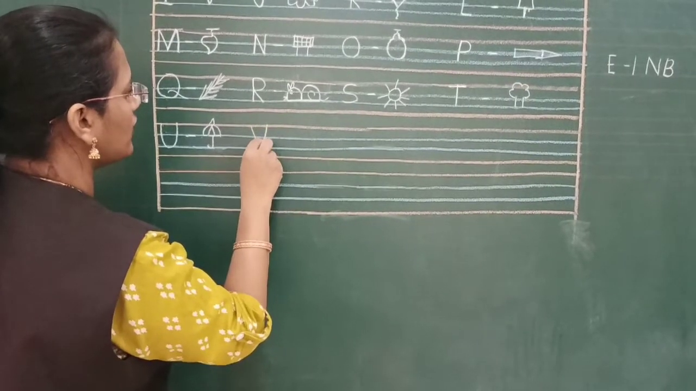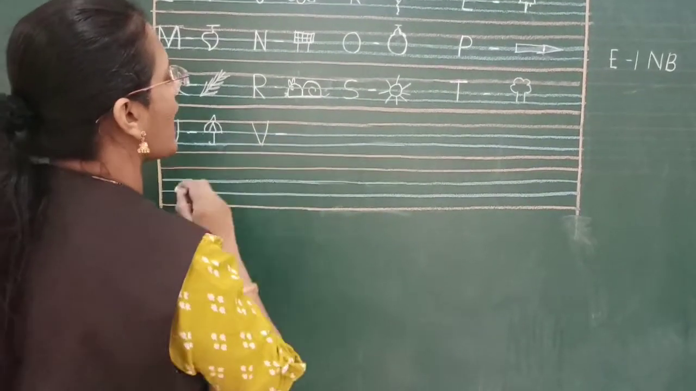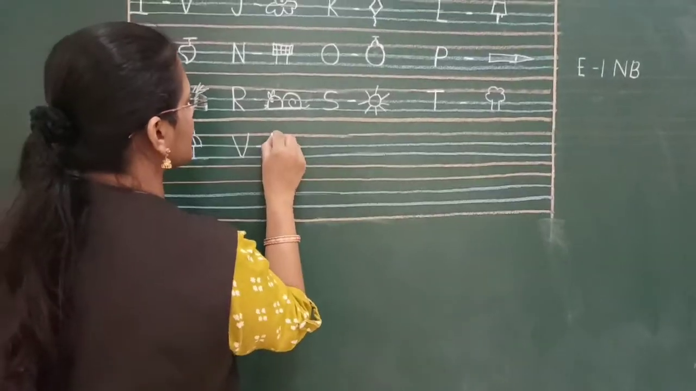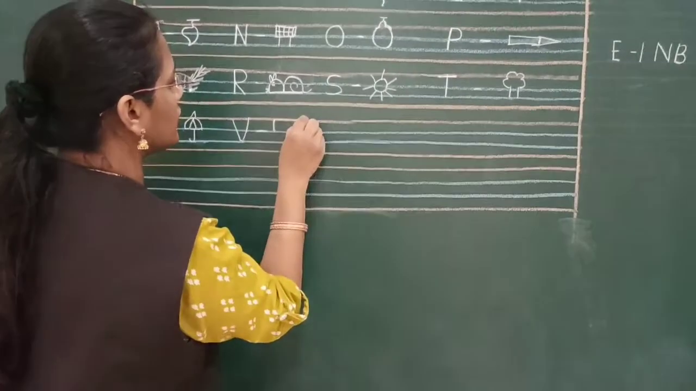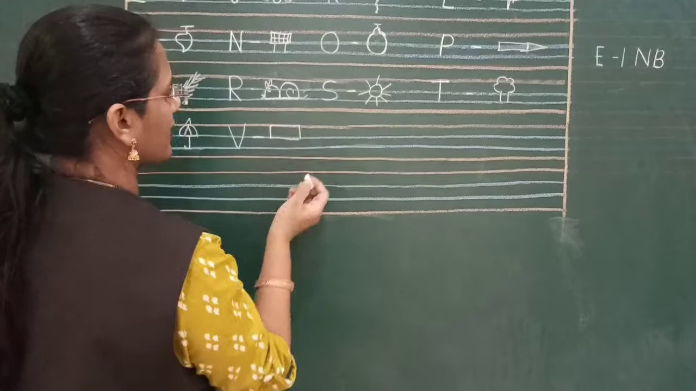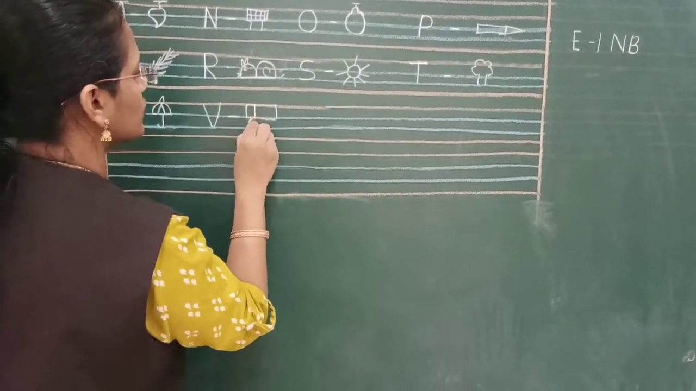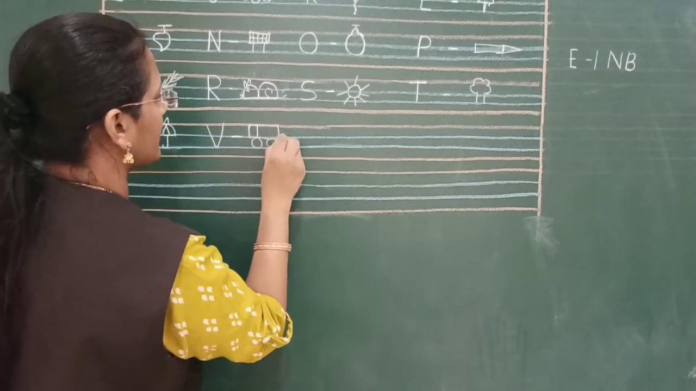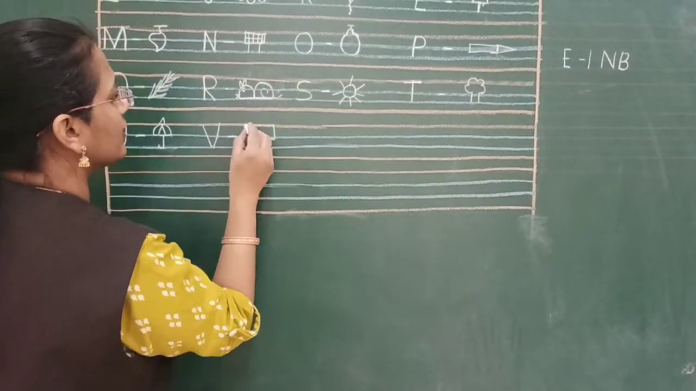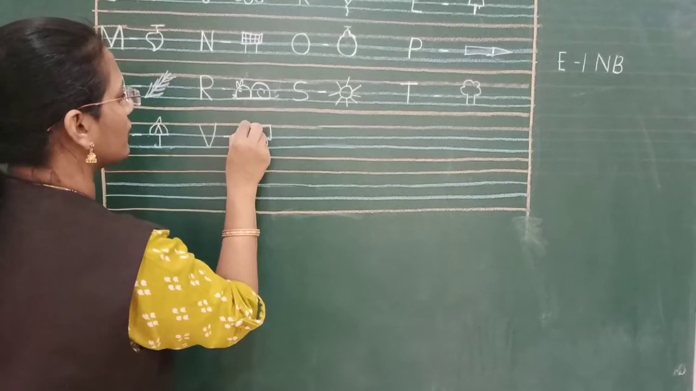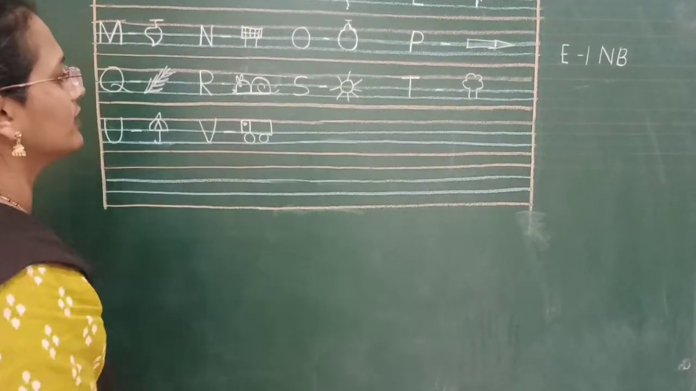V is for, we have to draw van. So this is also very simple to draw. See like this, rectangle shape. Then give here one line and two circle like this for its wheel. And this is your V is for van.